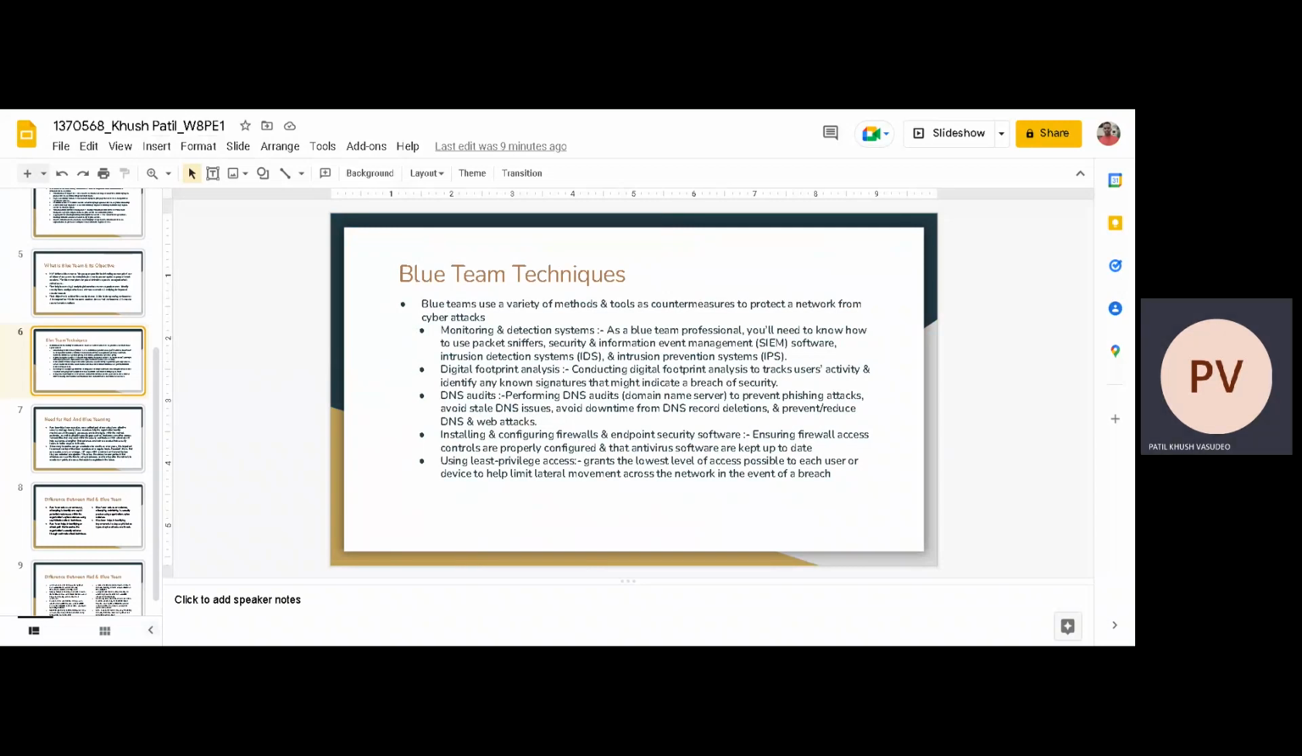Digital footprint analysis. Here we track the user's activity and check whether, by mistake or by force, the user has given some information which can lead to a breach of security. DNS audit. Basically, in this we check how the DNS, the Domain Name System, is working.